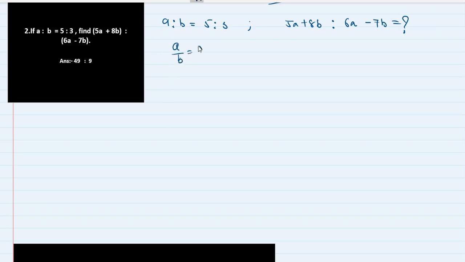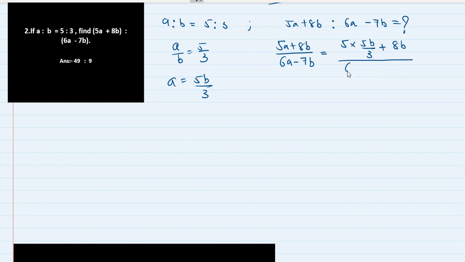A by B is equal to 5 by 3. So A is equal to 5B by 3. So this will become 5A plus 8B by 6A minus 7B. So 5 multiplied by 5B by 3 plus 8B, the whole upon 6 multiplied by 5B. In the place of A, I'm just putting 5B by 3, minus 7B.